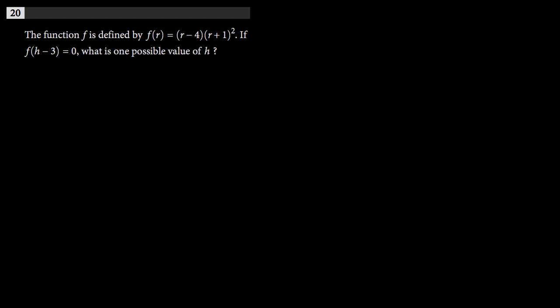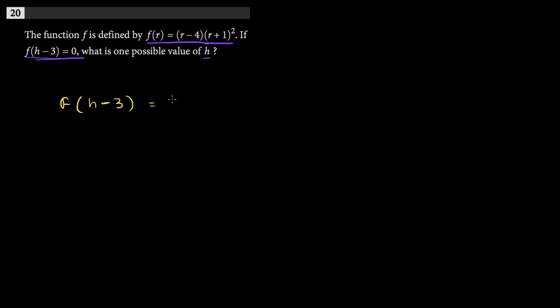Question 20 reads, the function f is defined by f of r equals r minus 4 into r plus 1 squared. If f of h minus 3 equals 0, what is one possible value of h? Well, how we solve this question is, if I rewrite f of h minus 3 equals, I'm just going to replace, wherever there's r, I'm going to replace it with h minus 3.